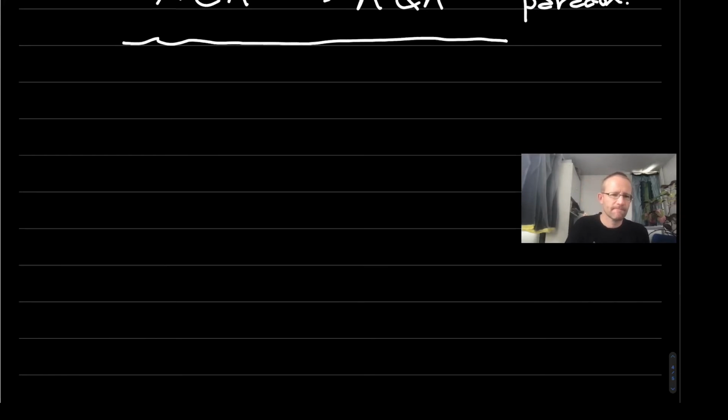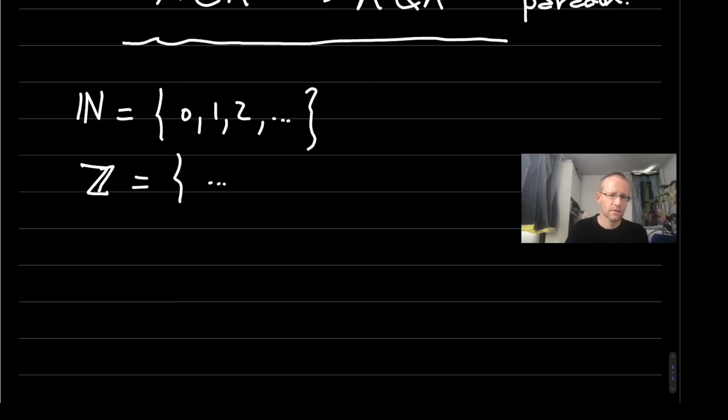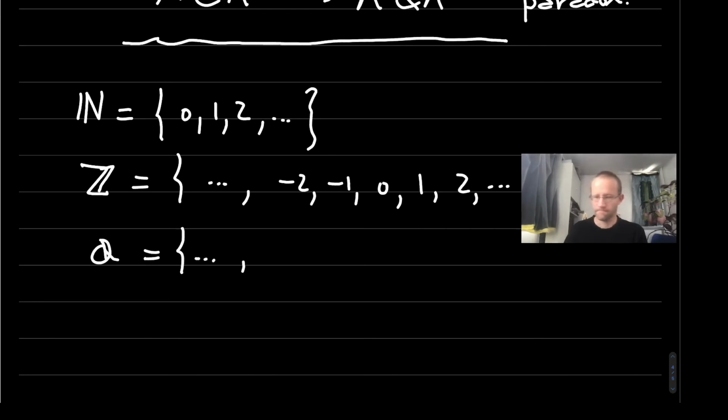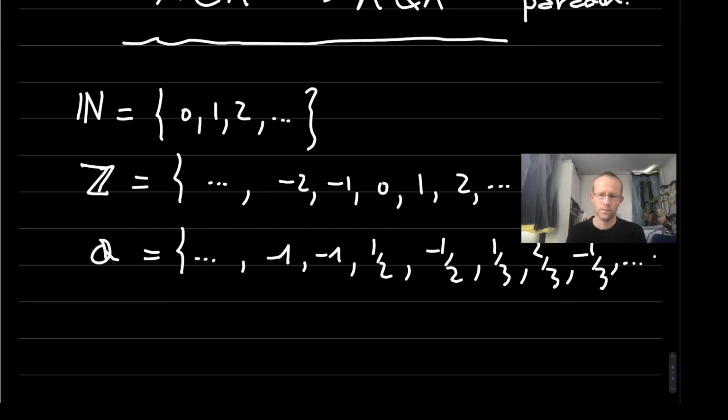Examples of sets include N, the natural numbers, Z, the integers, Q, fractions, as well as R, the real numbers.